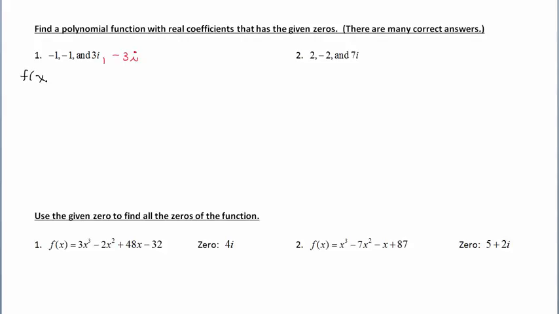and do a lot of intense multiplying. So f of x is equal to x plus 1, x plus 1, double root, x minus 3i, and x plus 3i.